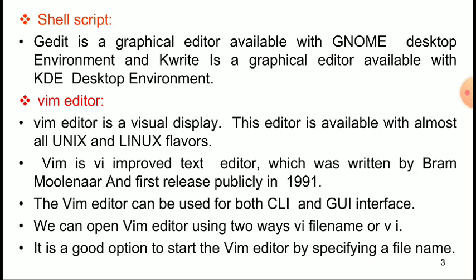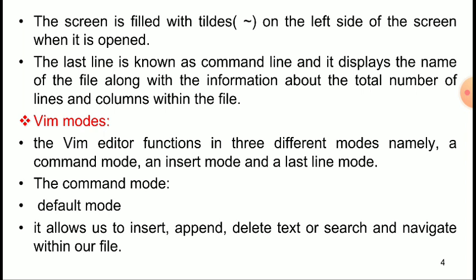We can open the Vim editor in two ways. First is vi and then the file name, and second is just vi. It is a good option to start the Vim editor by specifying a file name. When it opens, the screen is filled with tildes on the left side of the screen. The last line is known as the command line, and it displays the name of the file along with information about the total number of lines and columns within the file. So that is the Vim editor.